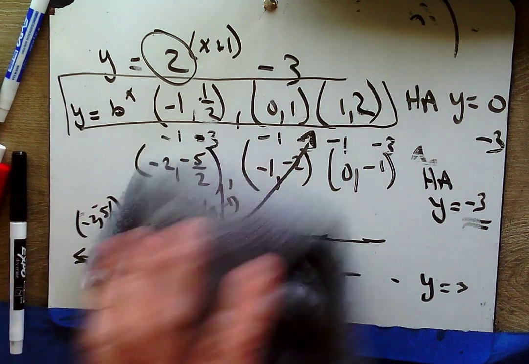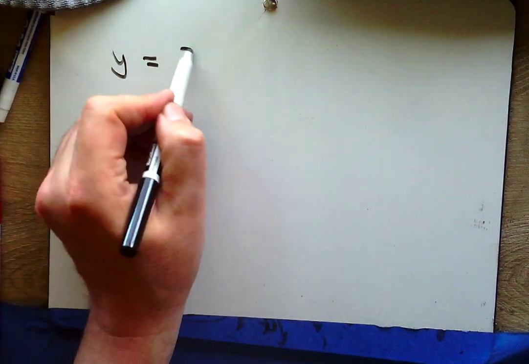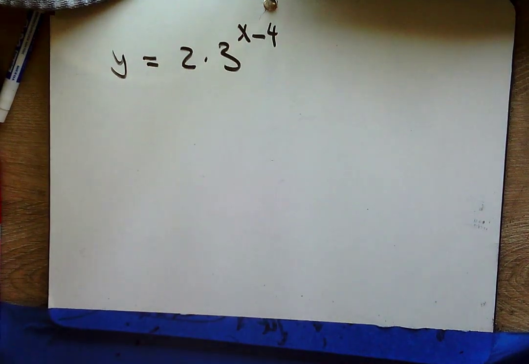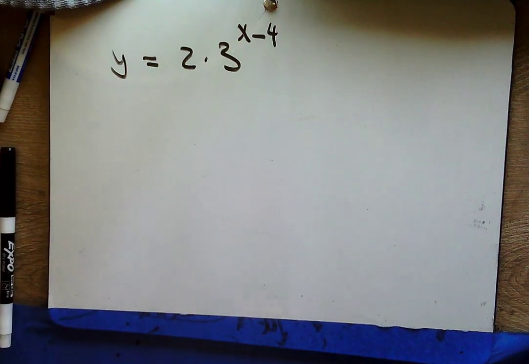So, yeah, kind of need you to be wicked comfortable with this. So let's do another. How about y equals 2 times 3 to the x minus 4. Please graph that equation.